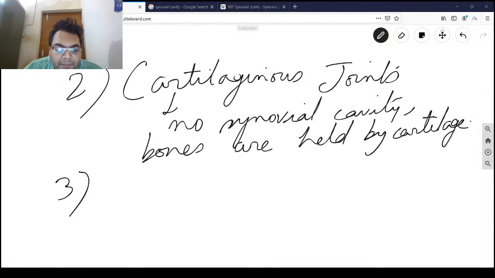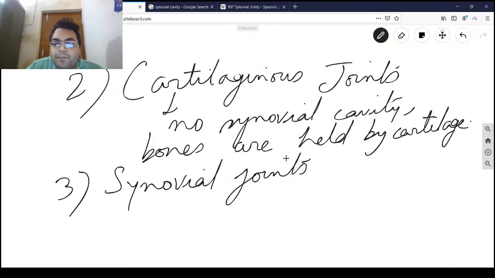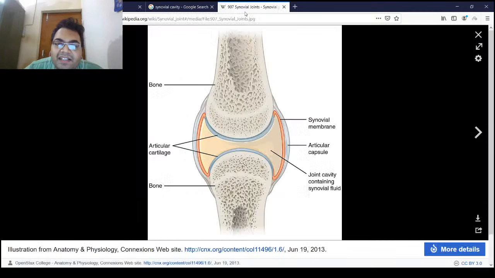Number 3, you have synovial joints. You have a synovial cavity, just like I had shown you. You have a proper synovial cavity, proper synovial fluid, this one which I had shown you. So the bones forming the joint have a synovial cavity and are united by the dense irregular connective tissue of an articular capsule, which is like an accessory ligament, the ligaments that I had shown you in the knee. So those will be the articulating ligaments, and this is the entire articular capsule.